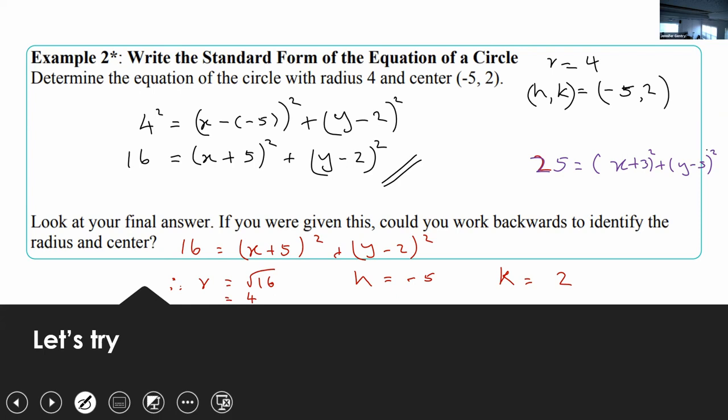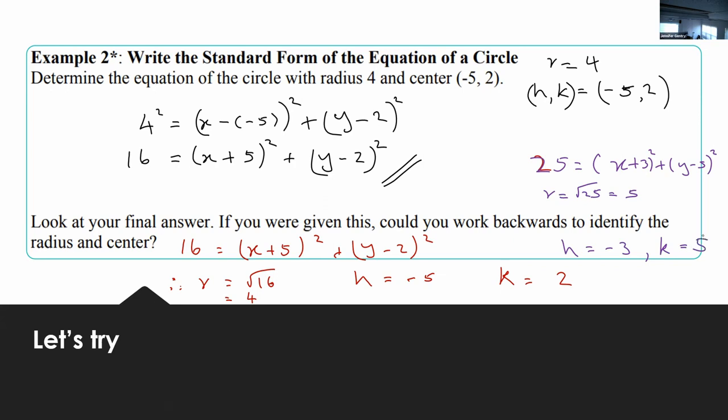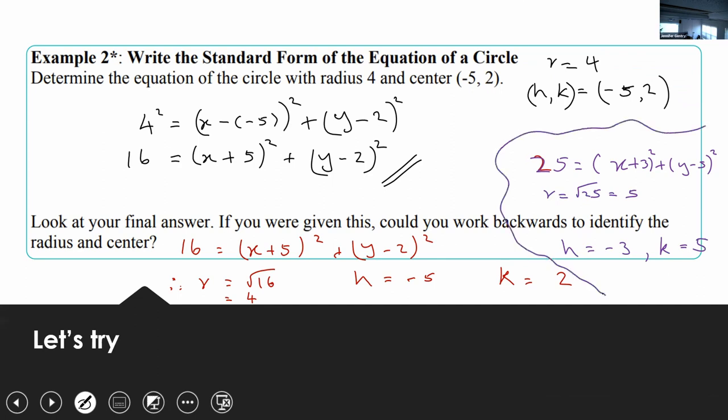5. Right? Square root of 25. Perfect. What is my center point? Negative 3 and 5. It's the opposite sign. Okay? Perfect. Make sense? So now, if you're given the radius and the center, you can write the equation. You can also recognize the equation and go backwards now, right? Okay, perfect.